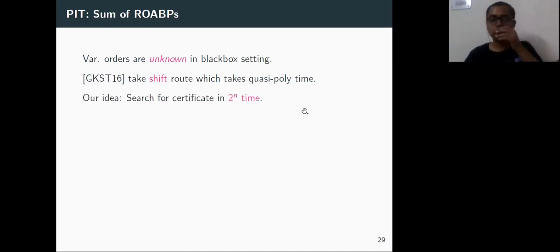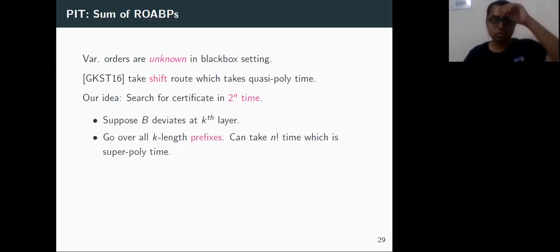So what do we do? We try to search for this certificate of non-zeroness in 2 to the n time. We exploit that we are in the log-variate regime. We have this flexibility of 2 to the n, and we exploit this to give a polytime algorithm. So the idea is as follows. Suppose B deviates at the kth layer first time, where k is between 1 and n.